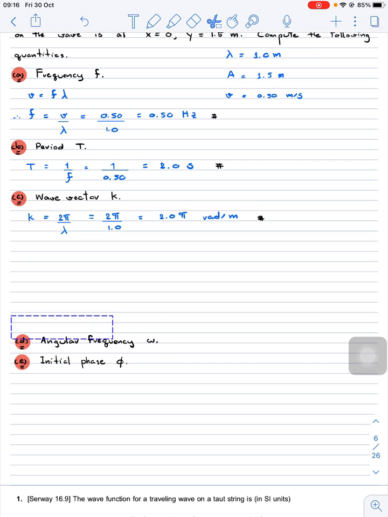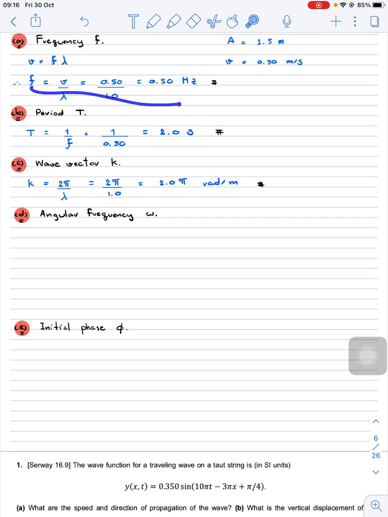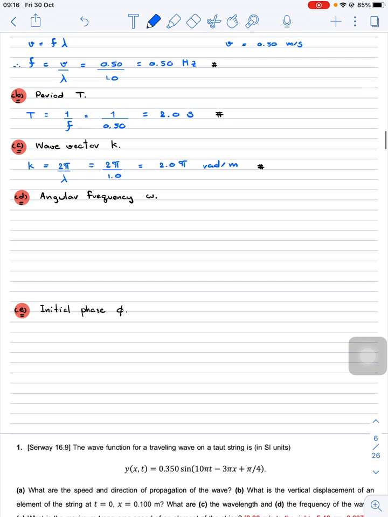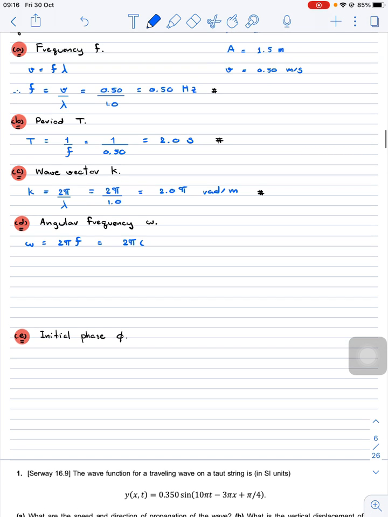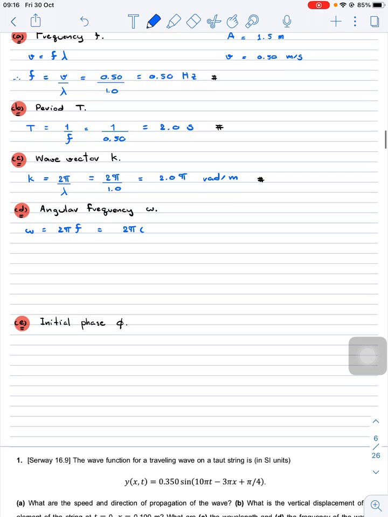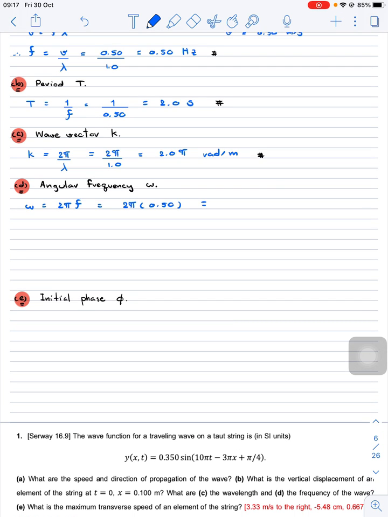Okay. Part D, the angular frequency. We know the frequency f and the period T. We can use omega equal to 2 pi times the frequency to solve for this, equal to 2 pi times the frequency 0.5 hertz. Then it's going to be equal to 1.0 times pi, radian per second.